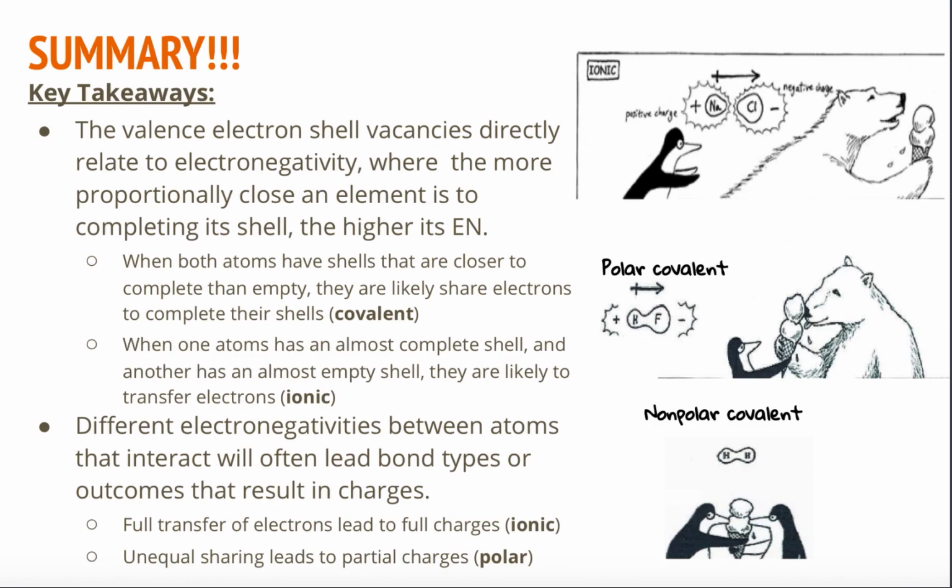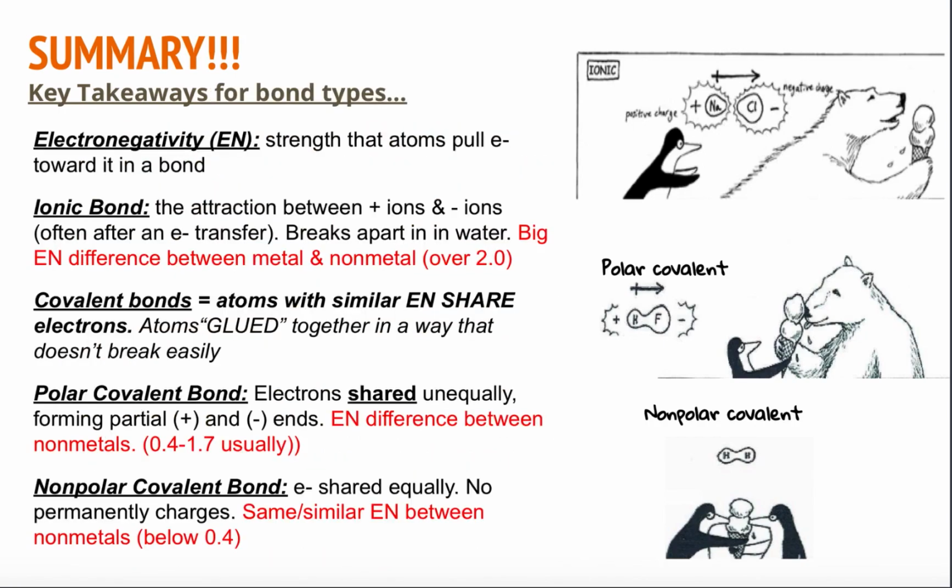Different electronegativities between atoms that interact will often lead to bond types or outcomes that result in charges. So if there is a full transfer, you're going to have ionic. But if they're just different, and there's no full transfer, and it's a more minor difference in electronegativities, then you're usually going to have partial charges, not full charges, and that results in polar bonds. So just a heads up, this is a quick summary of all the bond types. This is just drawn from information from Pyro slides.